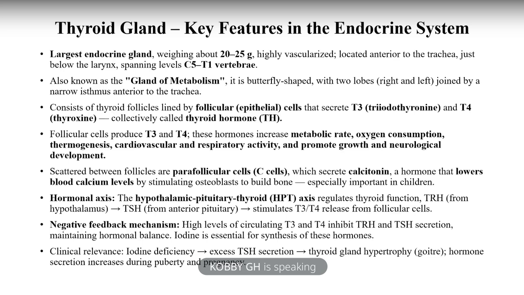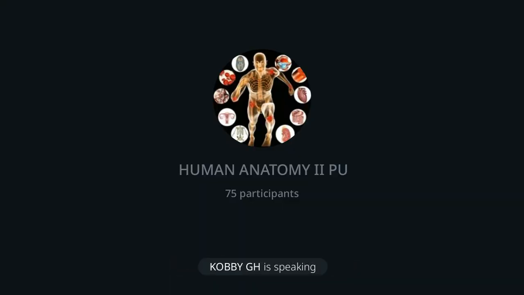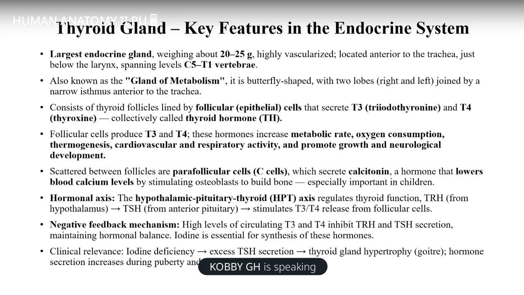Okay, so if I ask you which cell in the thyroid gland produces T3 and T4, what will be your answer? The follicular cells, or epithelial cells. Is that okay? Which cell in the thyroid gland produces calcitonin? What will be your answer? The parafollicular cells.